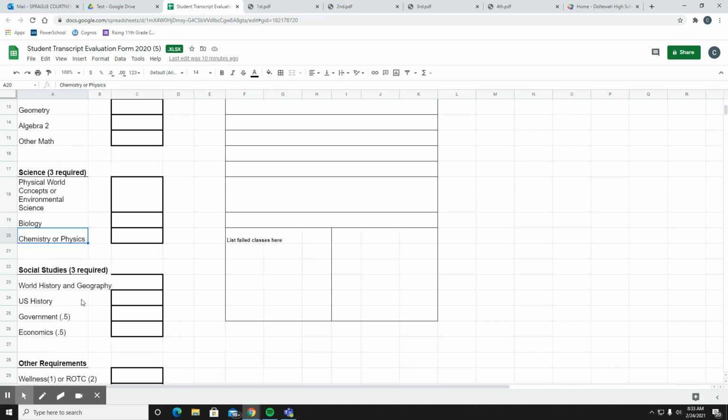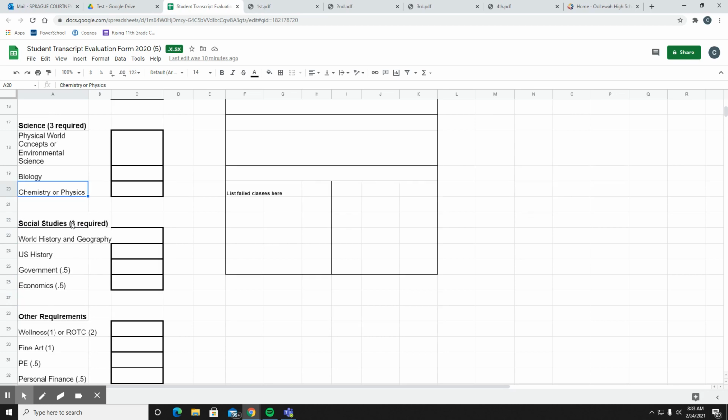For social studies, there are 3 required. You have to have world history, U.S. history, and then a half credit of government and a half credit of economics. World history is taken when you're a freshman. U.S. history is taken when you're a junior, and government and economics are taken together when you're a senior. So there's no social studies for sophomore year.